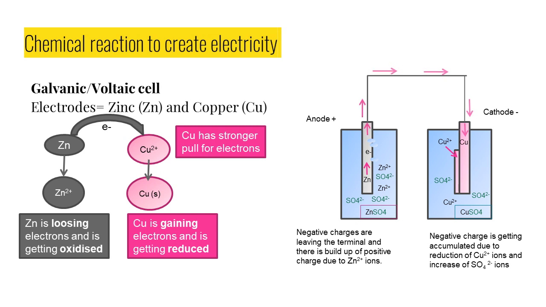Here at the copper electrode, which is our cathode, because reduction of copper ions is happening, negative charge is getting accumulated due to reduction of copper ions and increase of sulfate ions. Negative charge is getting accumulated. So here cathode is negative.